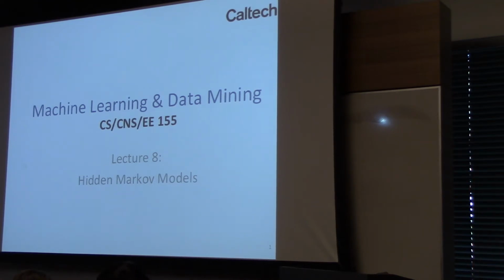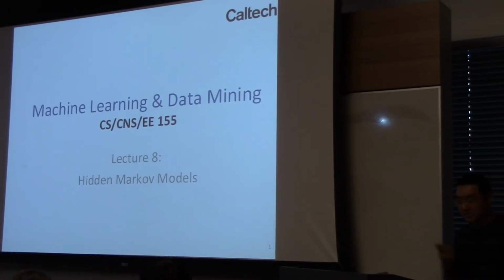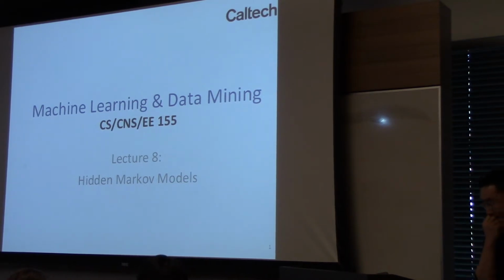Today we'll be talking about hidden Markov models. I alluded to this in the previous lecture. It's a generative probabilistic model, and it's designed for things like sequence modeling, where you get a sequence of predictions rather than just make a single prediction at a time.